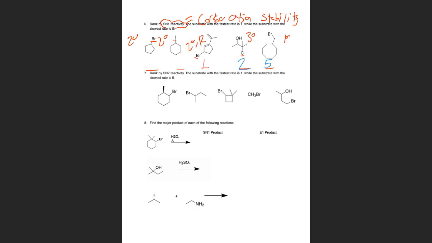So once again, we have two options. They're both secondary, but how do we figure out which one's going to be more stable?